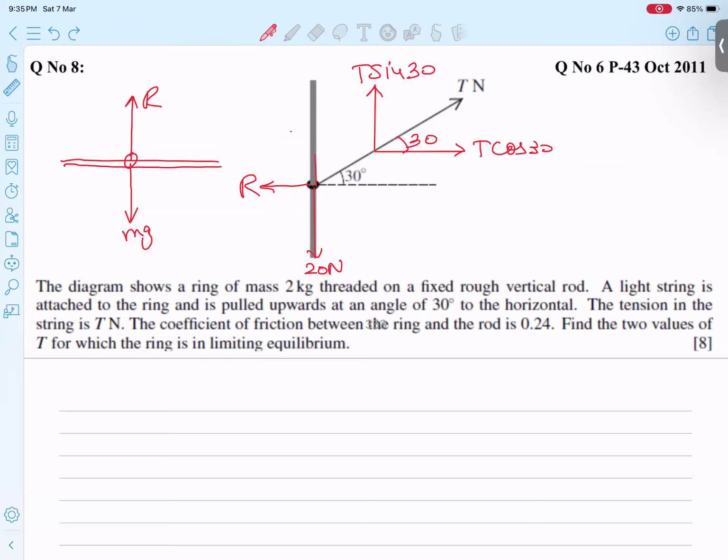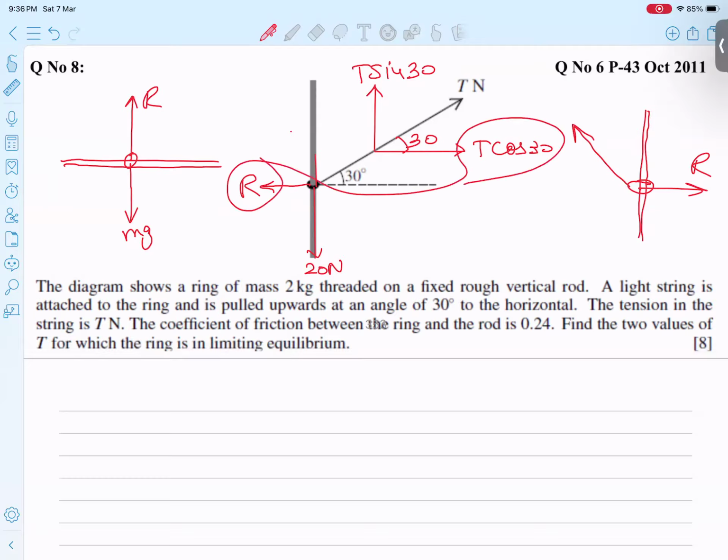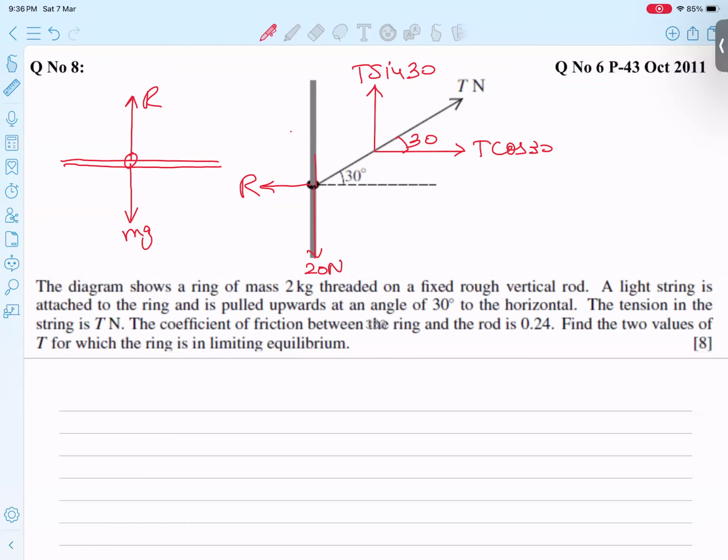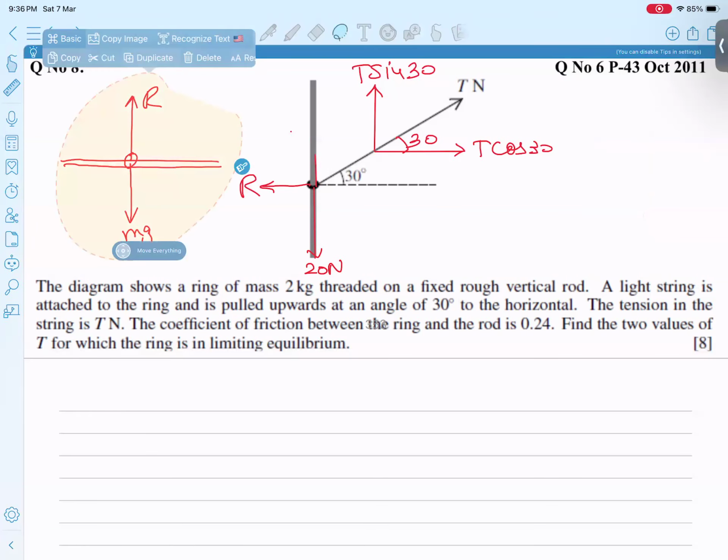And if you pull, for example, on a rod this way, R will be the other way, because R is exactly opposite to the pull. If the pull is rightward, R is on the left side. If the pull is leftward, R is on the right side. I think this concept is clear. The main problem students face is where the normal reaction R acts. This is the main point.